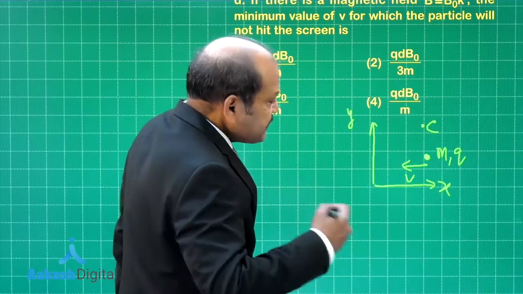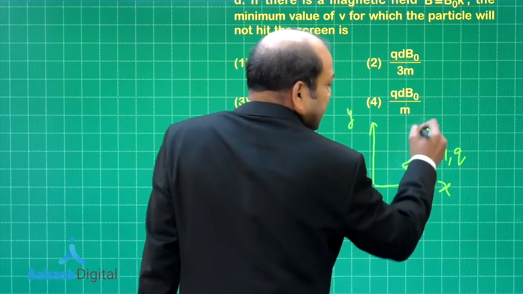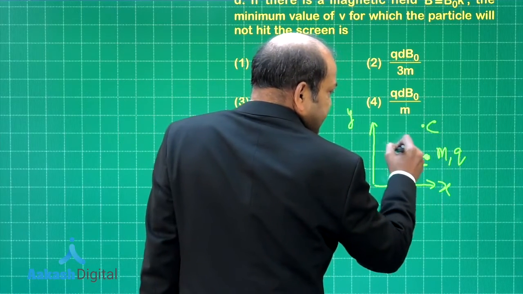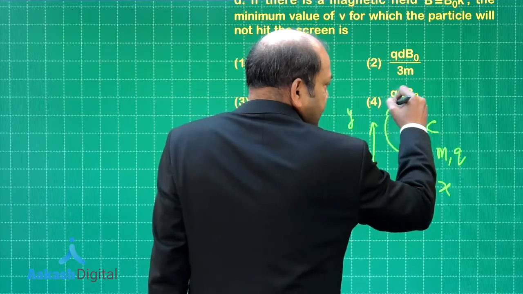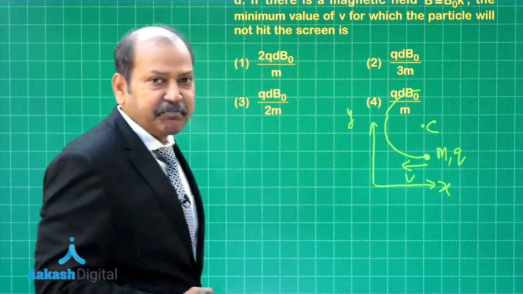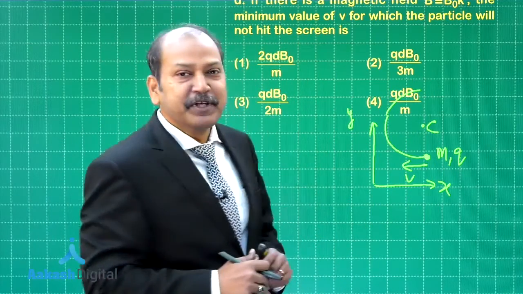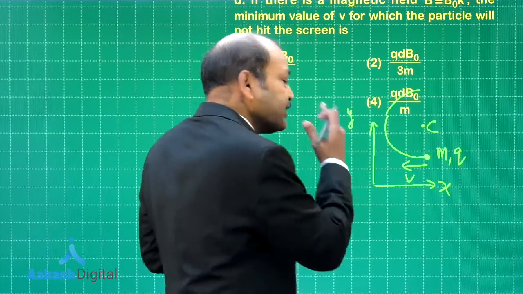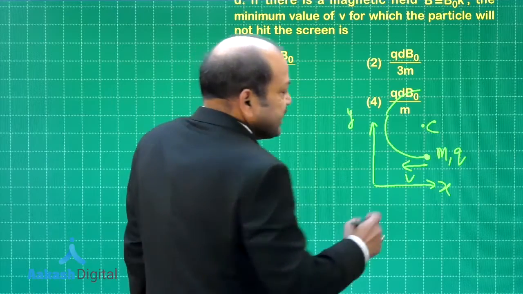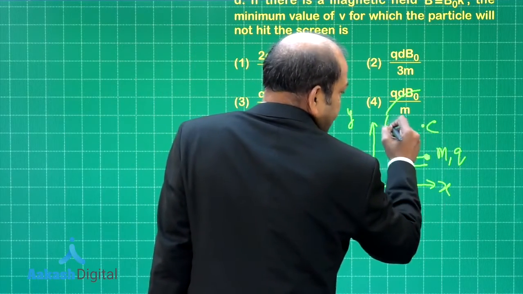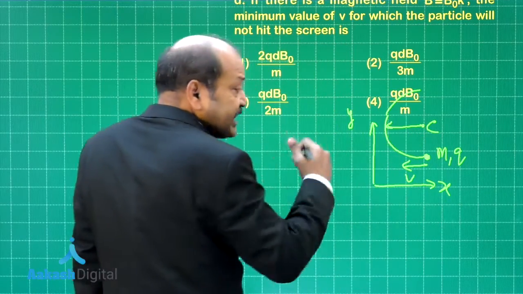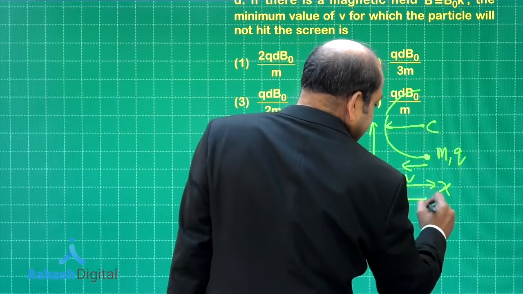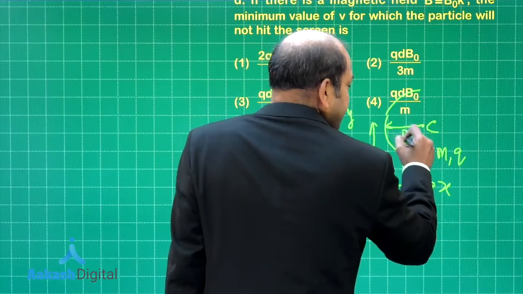So, that means its path has to be a circular path with the center of curvature at point C, and let us draw the path. It goes something like this, it will go further and it has to go something like this. Now, according to the statement of the question, the particle should avoid hitting the screen. So, that means the radius of its path should be less than the value d. This separation in fact has been given as d, and this is the radius.